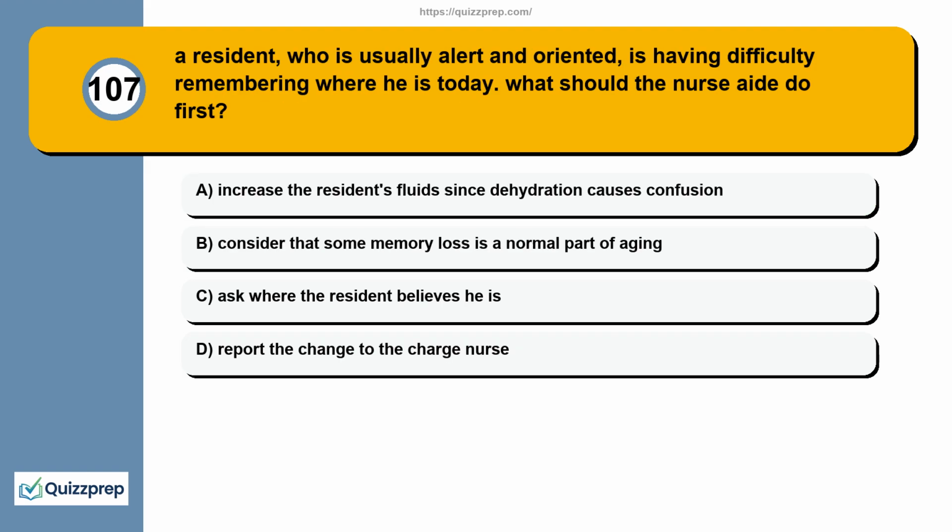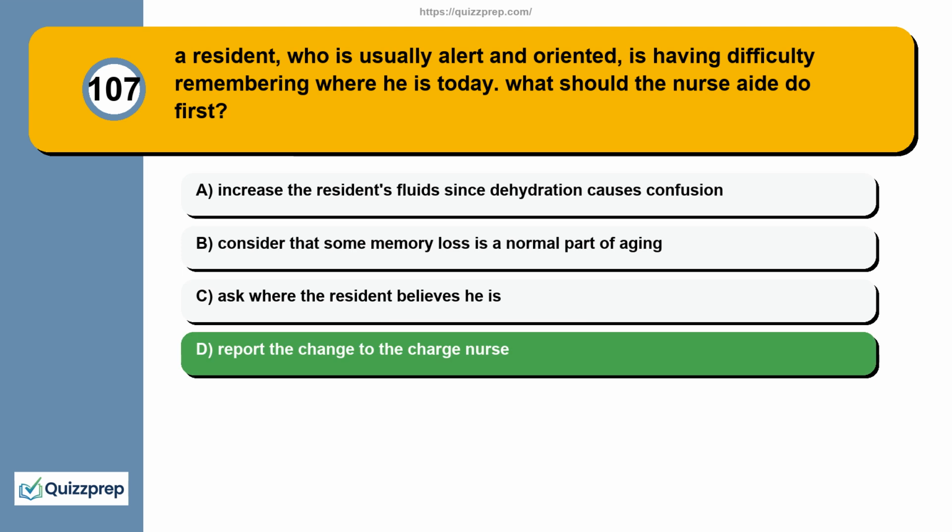Question 107. A resident, who is usually alert and oriented, is having difficulty remembering where he is today. What should the nurse aide do first? Option A, increase the resident's fluid since dehydration causes confusion. Option B, consider that some memory loss is a normal part of aging. Option C, ask where the resident believes he is. Option D, report the change to the charge nurse. The correct answer is option D, report the change to the charge nurse.